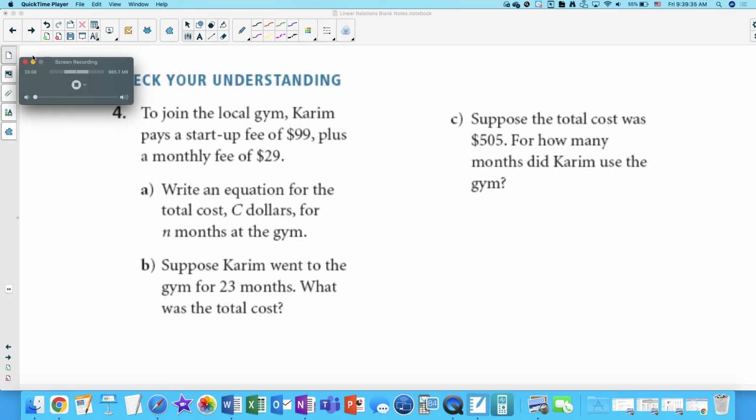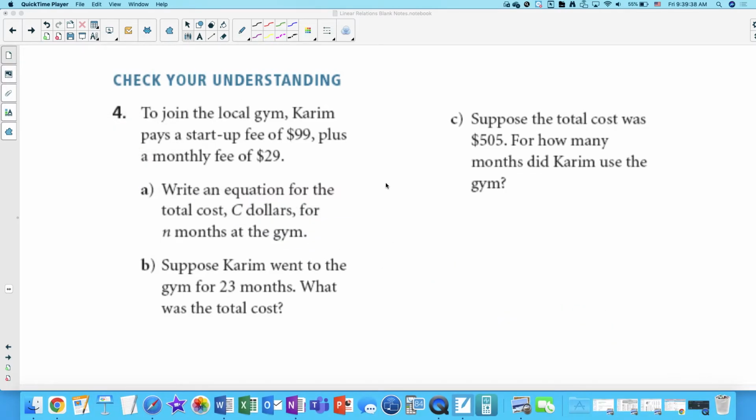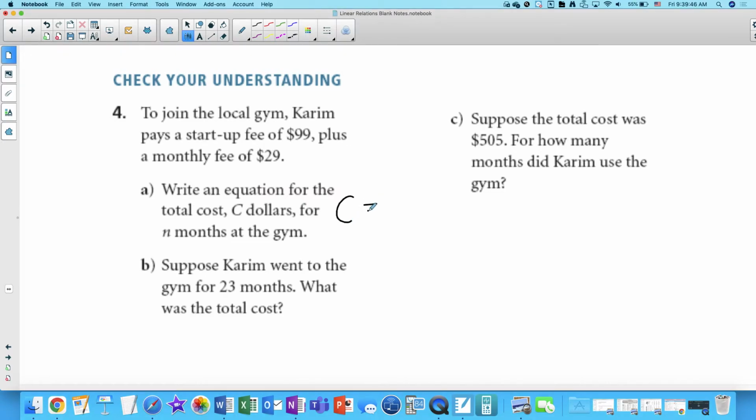I want to quickly show you guys some extra features of the graphing calculator. So I was walking around. Everyone's getting the hang of this. You got the equation C equals 29n plus 99. Okay, so that's good. Perfect. What I want to show you is some stuff that you can do on the calculator. So take your calculators out.